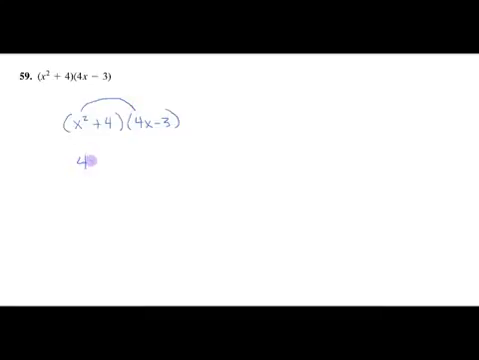x squared plus 4 times 4x minus 3. Let's set this up to FOIL as well. So I have x squared times 4x is 4x cubed. x squared times negative 3 is negative 3x squared. 4 times 4x is positive 16x. And 4 times negative 3 is negative 12. Now I don't have any like terms to combine here, and all my exponents are in descending order, so I'm finished with this product.